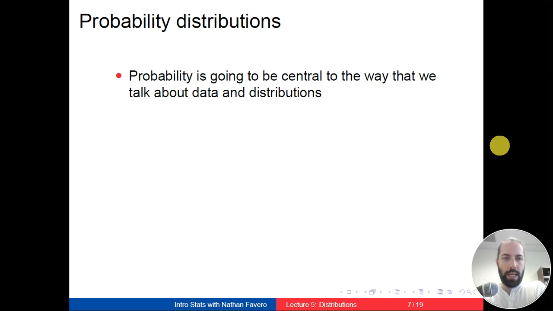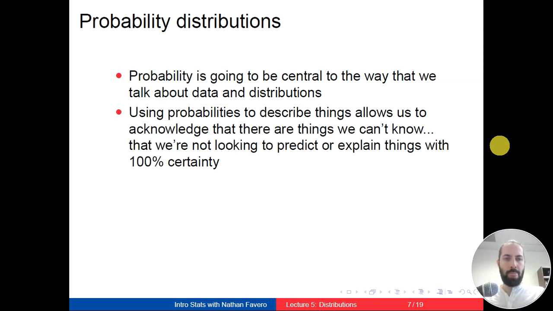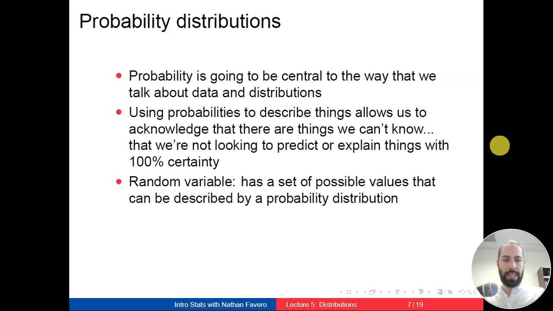So, probability is going to be central to the way that we talk about data and distributions because we need to take into account uncertainty. And probability is kind of the mathematical language that we use to describe uncertainty. Using probabilities to describe things allows us to acknowledge uncertainty, things that we can't know, and that we're not looking to predict or explain things with 100% certainty.